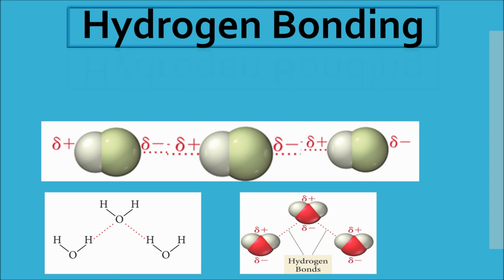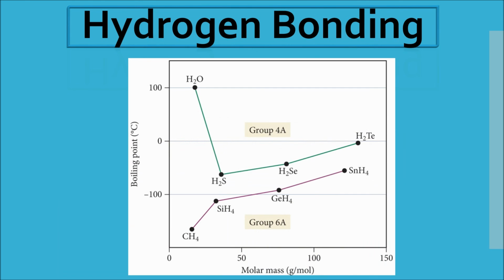For example, the water molecule, you would expect would have a lower boiling point than what we see at 100 degrees Celsius. The main reason for this is that there is hydrogen bonding between hydrogen and oxygen, resulting in this high boiling point.